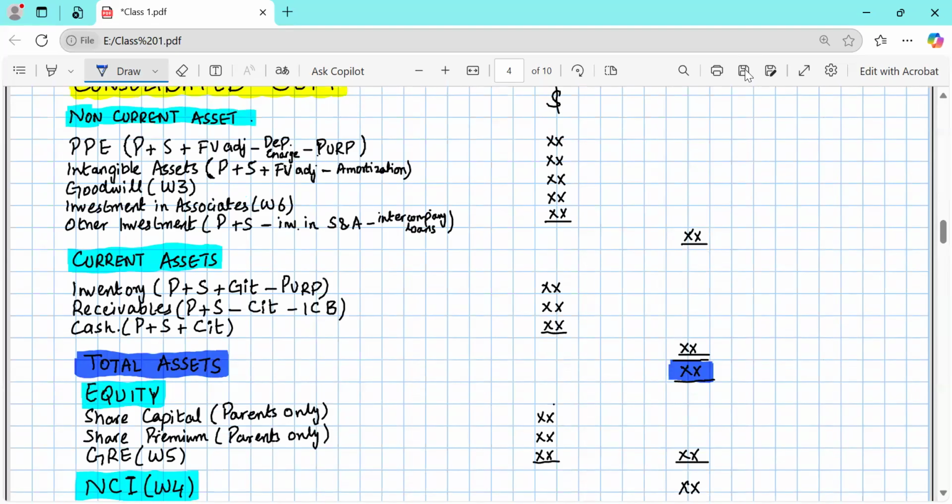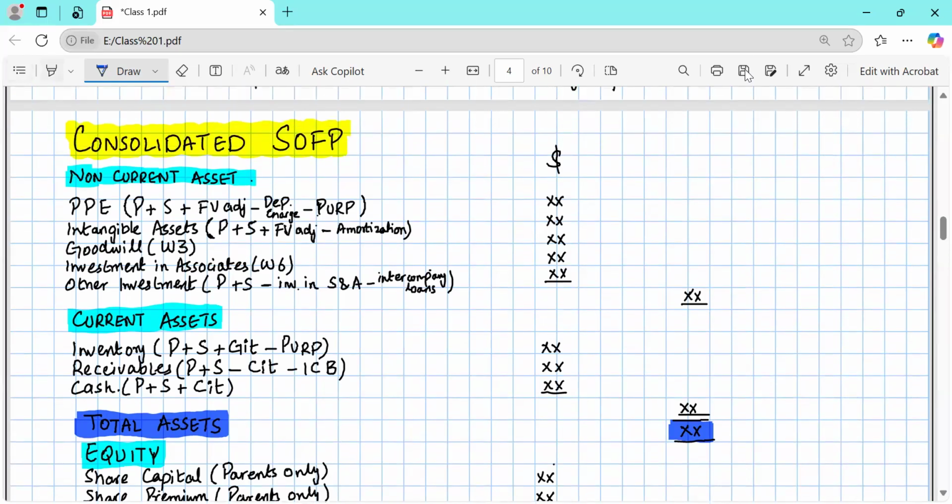Other investment means, like, the parent company had other investments in companies basically. Okay. Let's say the first thing written is P, which means parent company's investment, S means subsidiary company investment, minus investment in subsidiary and associate.